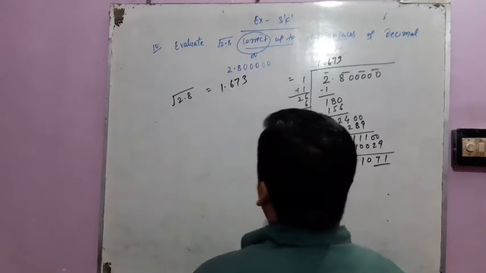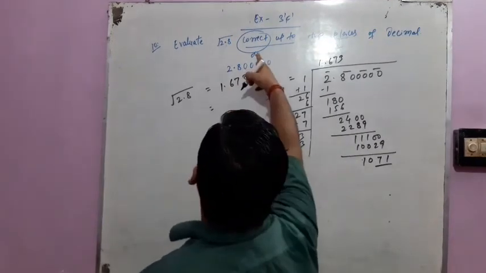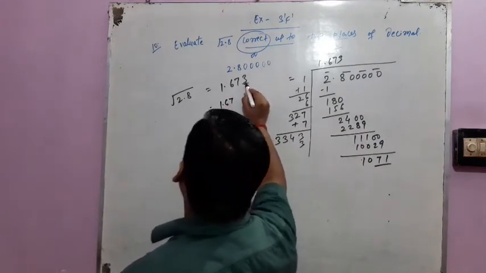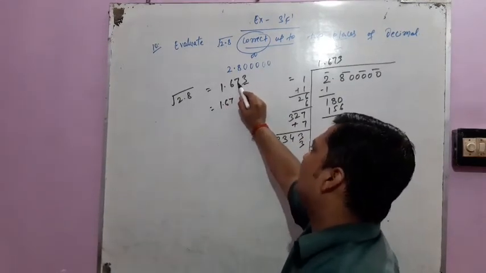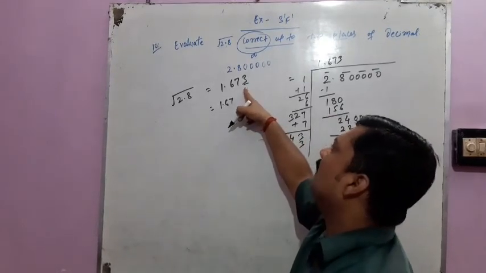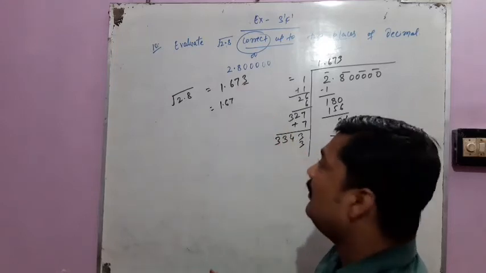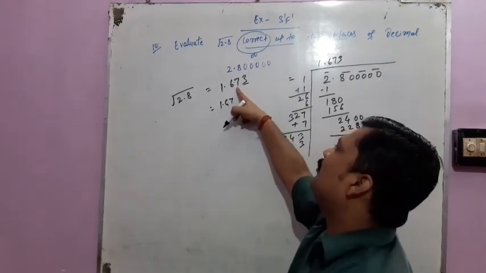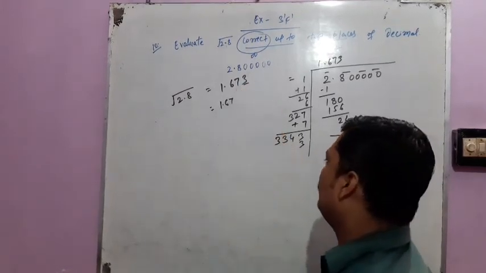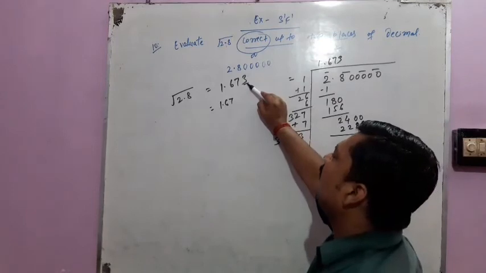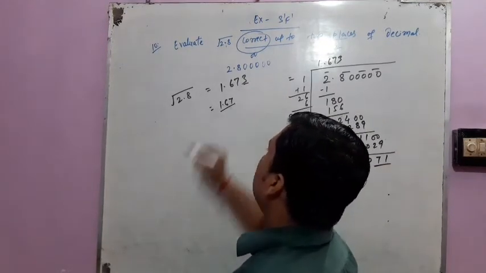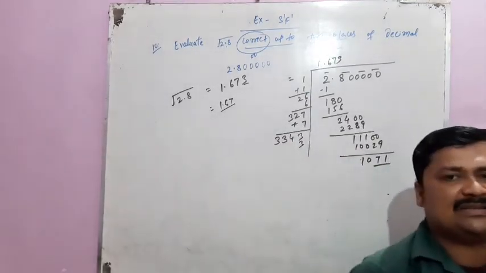This value, now we write only correct up to 2 places. So 1.67. Now, if the last digit coming after the second digit of the decimal is from 5 to 9, then it gives a point to the previous digit. But here there is no value from 5 to 9, so we will give no value to the previous digit, and the value is 1.67.